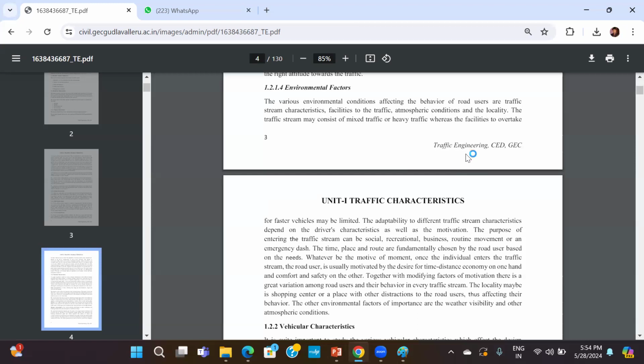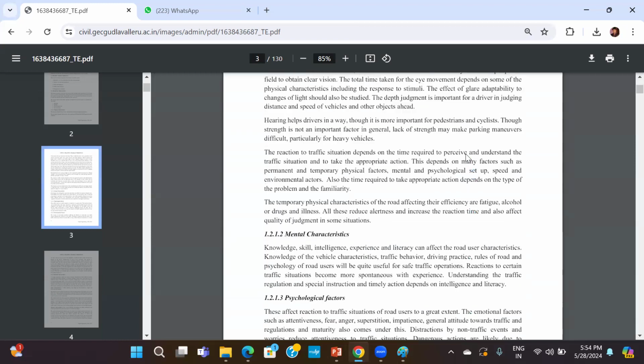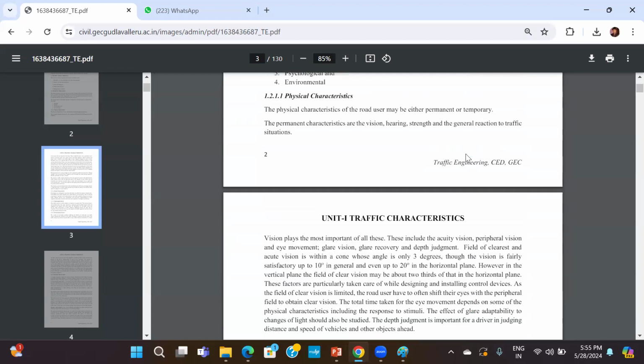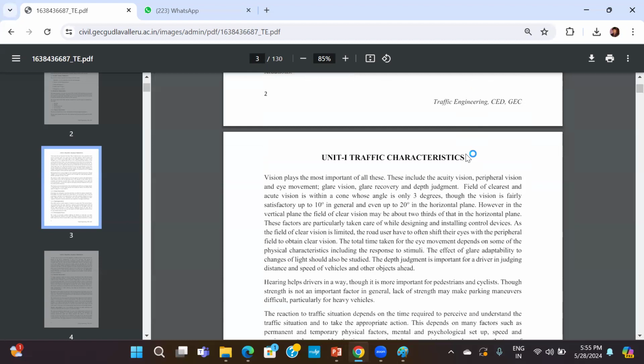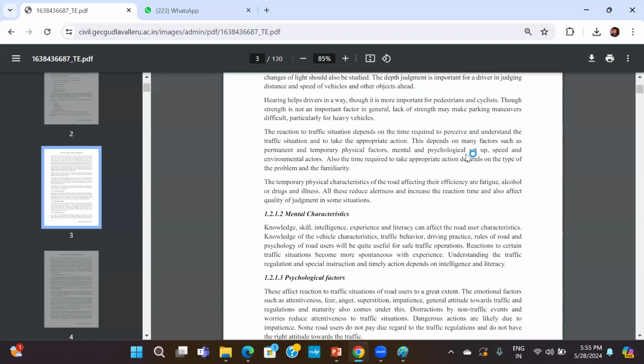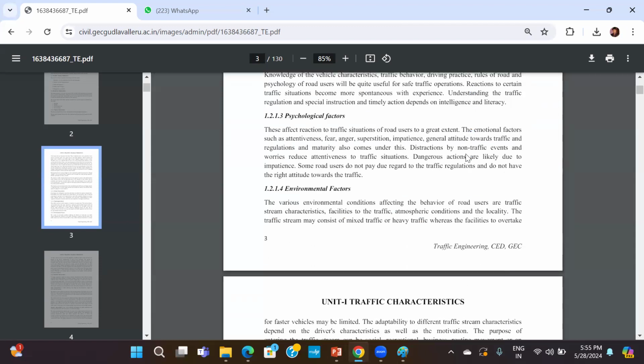So these four all come under road user characteristics: physical, mental, psychological, and environmental factors. In physical factors, it mainly depends upon permanent characteristics and temporary characteristics, that is, problems in vision, hearing, strength, and general reaction to the traffic situation from one person to another person. And the mental characteristics, that is knowledge, skill, intelligence, experience, and literacy. So these four play a major role. And psychological factors, that is reaction to situations. And the last one is environmental factors.